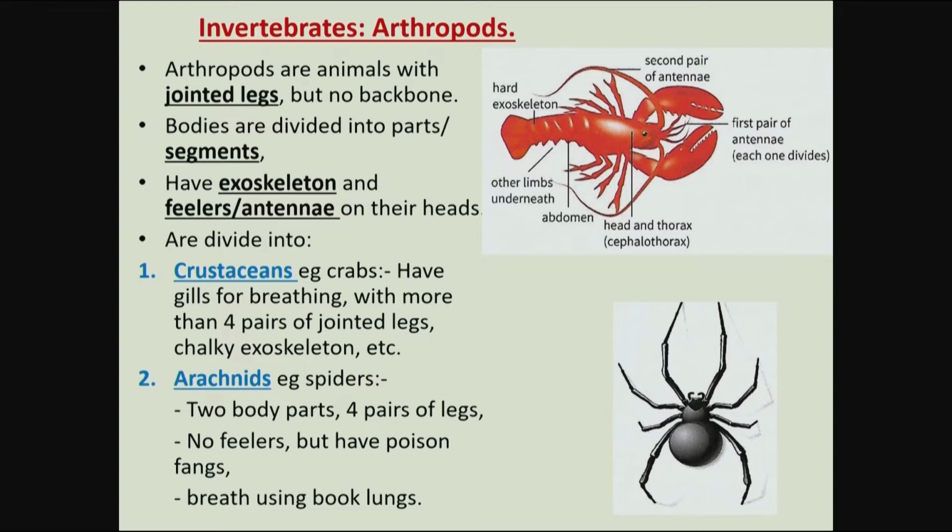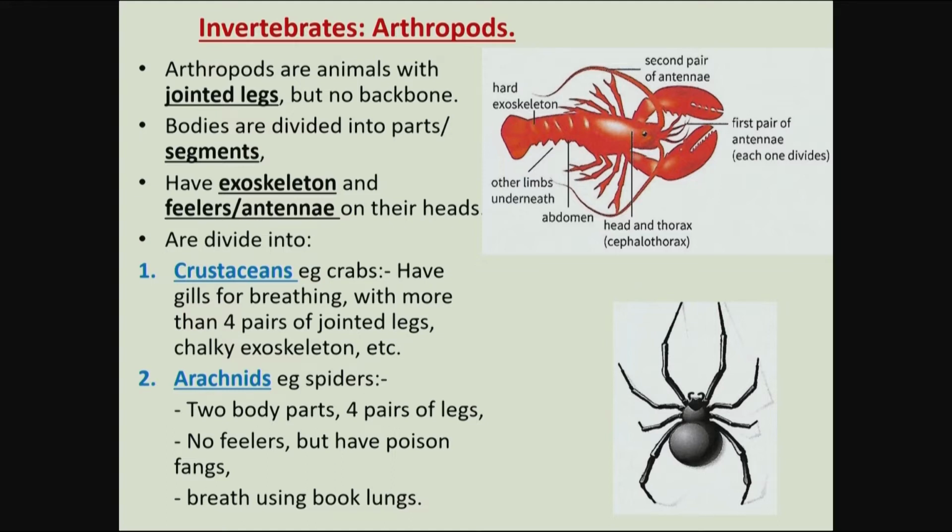Now, the arthropods are divided into 4 main groups. The first group are the crustaceans, like the crabs. Crabs have gills for breathing. They have more than 4 pairs of jointed legs, and their exoskeleton is quite hard, or we can call it a chalky exoskeleton.